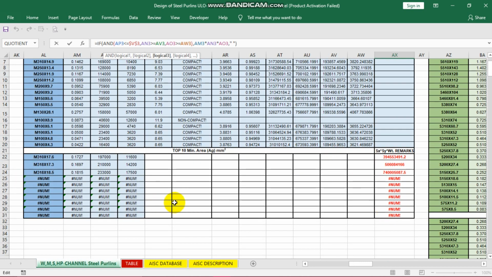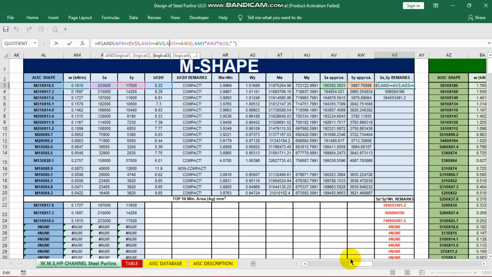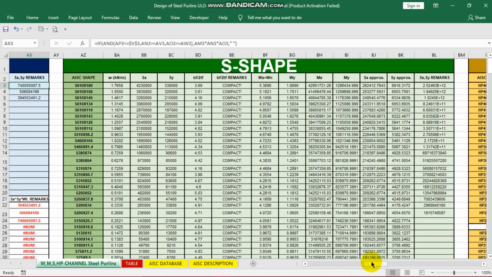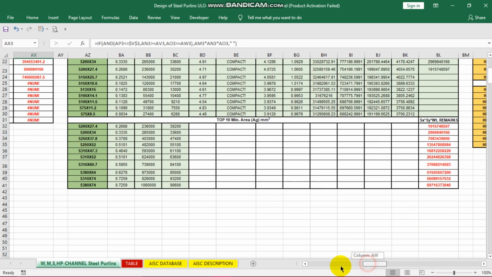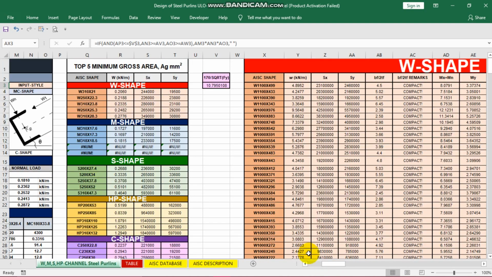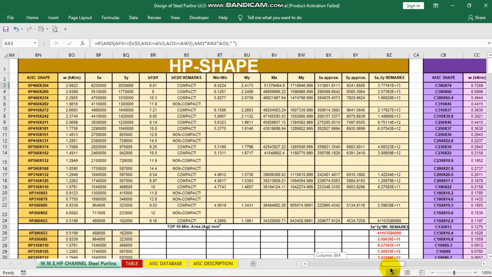I have three values that can be solved because they are compact. The goal here, sir, is that it is compact and can withstand the approximated section modulus designed for the roof load, wind load, or other loads that it needs to resist. So, given the roof load, the wind load, and other loads it must resist, only these three M shapes passed the section modulus. For the S shape, only this passed. So, I took the top 10, but here only the top 5 can be seen. Next, after the S shape is the HP shape.